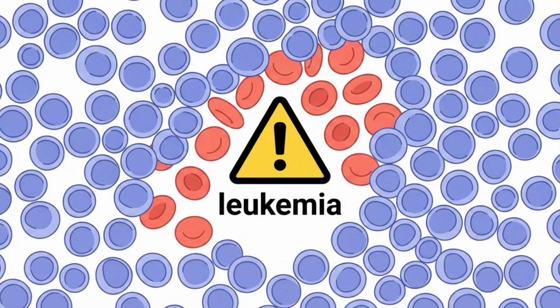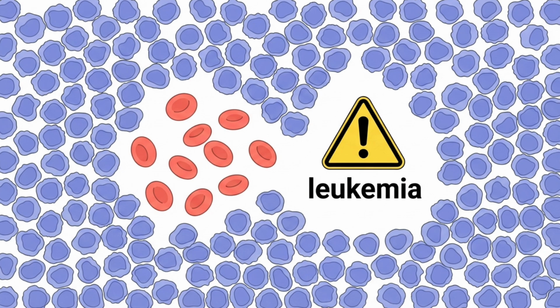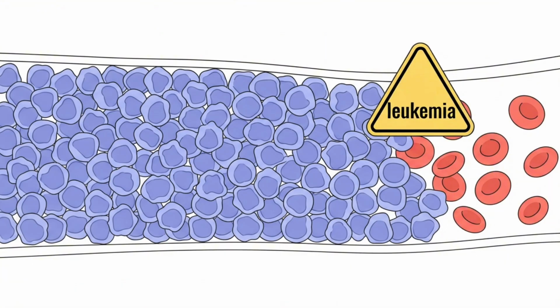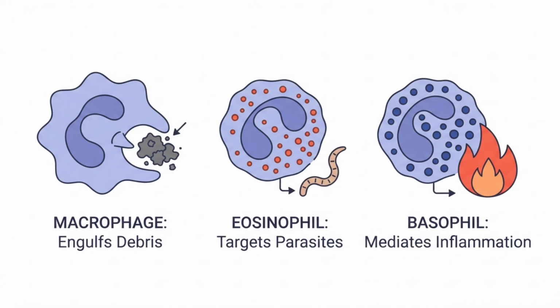Beyond neutrophils and lymphocytes, this garrison also includes monocytes, which mature into cleanup specialists called macrophages that engulf dead cells and debris left behind after an infection, and eosinophils and basophils, smaller specialist units that respond to parasites and drive the inflammation behind allergic reactions.